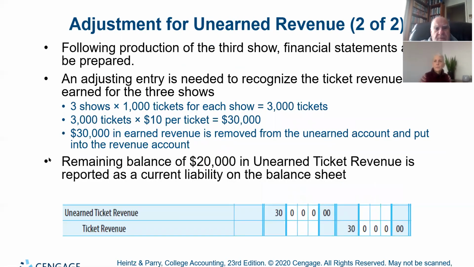And here's the adjustment. Well, they did 3 shows. 3 shows times 1,000 tickets for each show. That's 3,000 tickets times 10, that's $30,000 worth of acting they've done. We reduce that unearned ticket revenue liability account with the debit, and we credit ticket revenue for $30,000. Any questions on that? That's good. Looks pretty familiar, right?